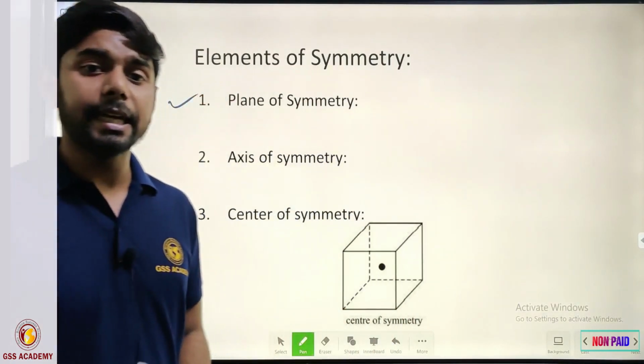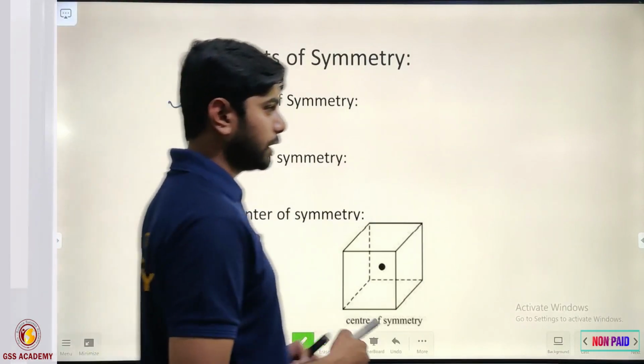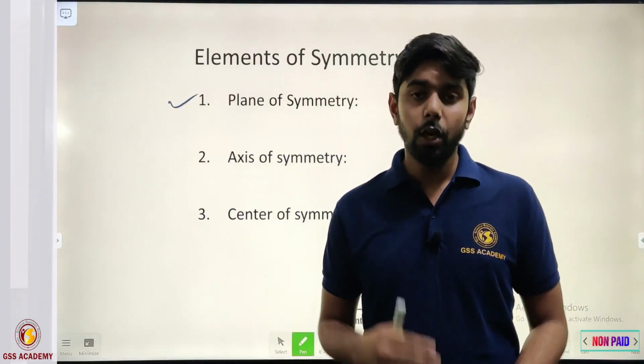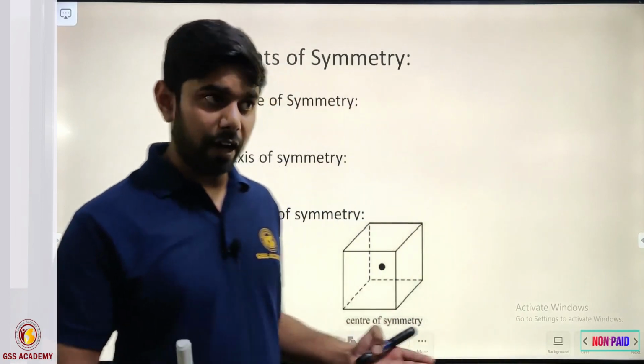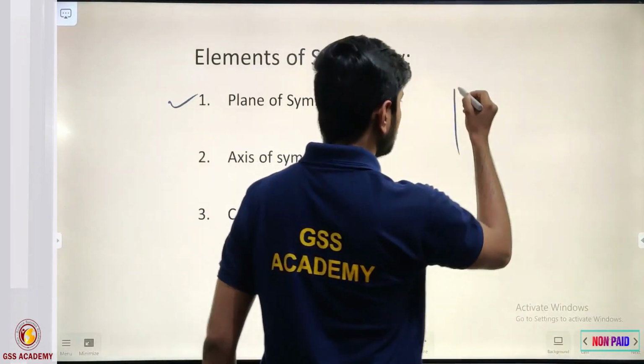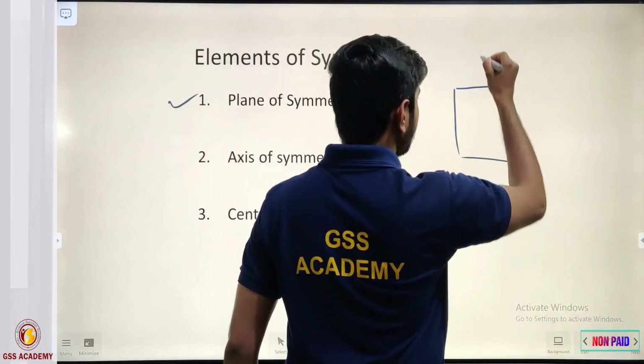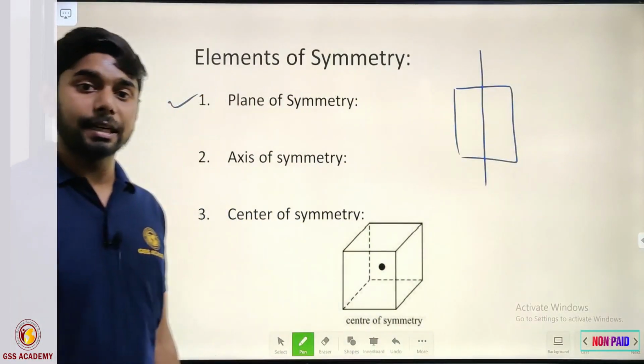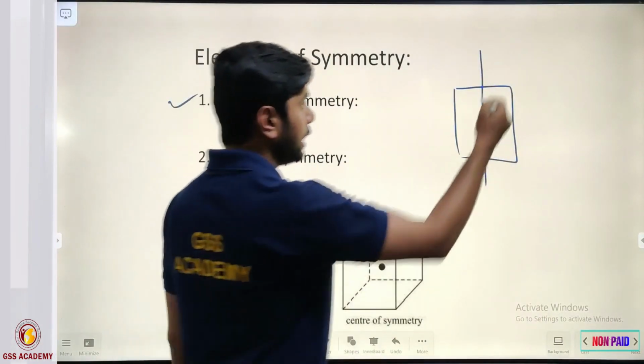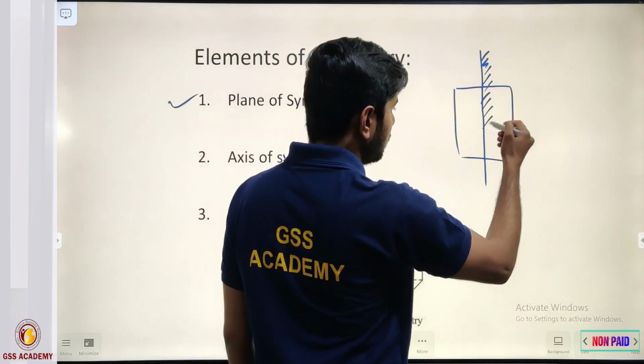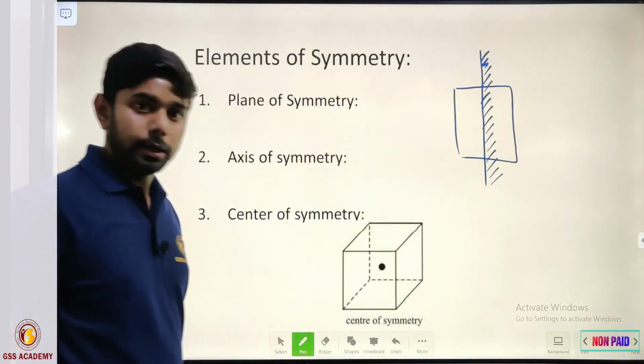A plane of symmetry is an imaginary plane. Okay, this is very important. The plane is imaginary, which is bisecting the crystal into two halves. If we assume that this is the crystal and this is an imaginary plane which is bisecting the crystal into two equal halves, then this will be considered as the plane of symmetry of a crystal.